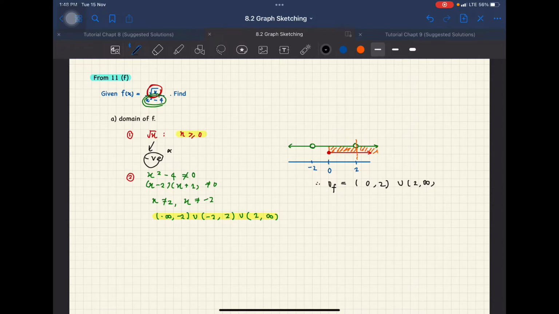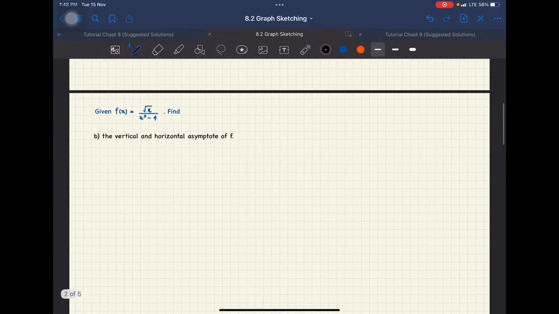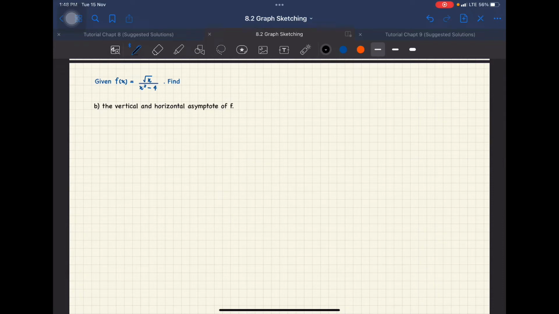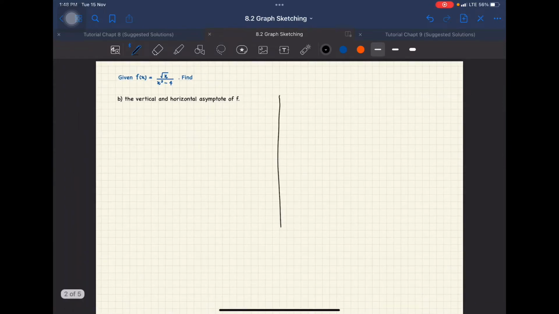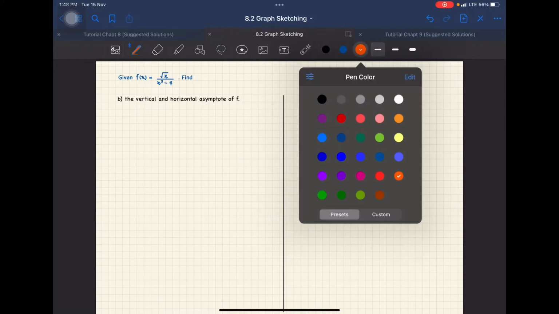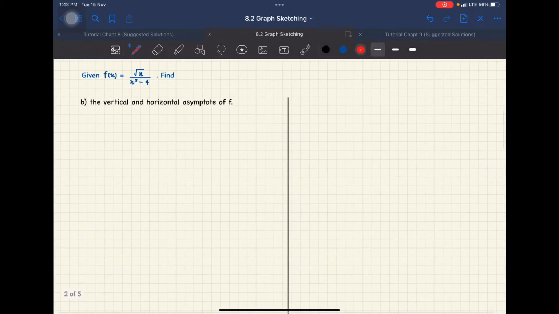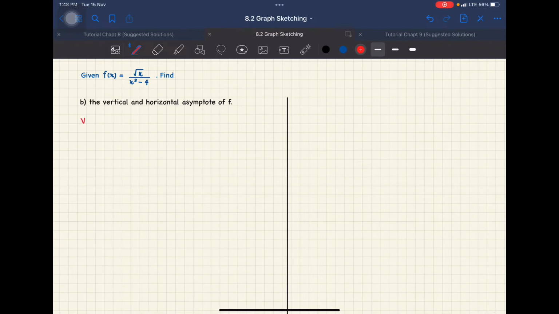Okay, so now let's continue to the second part. Okay, so the second part diminta kita find the vertical and horizontal asymptote of f. Okay, so kita buat vertical asymptote dulu. So let me divide this page into 2 parts. Okay, so kita cari vertical asymptote dulu. Besarkan sikit. Vertical asymptote. So macam mana nak cari vertical asymptote?